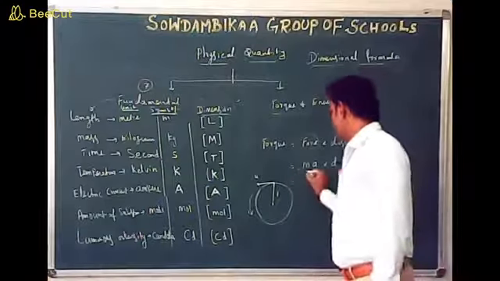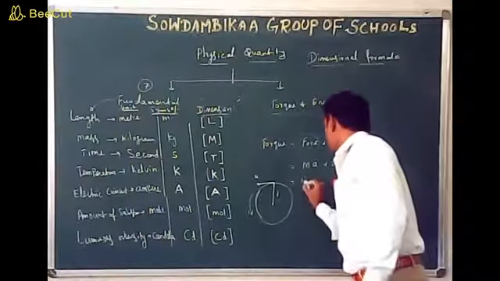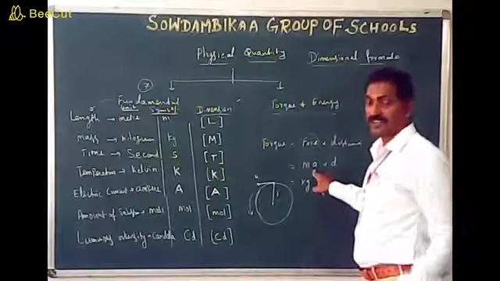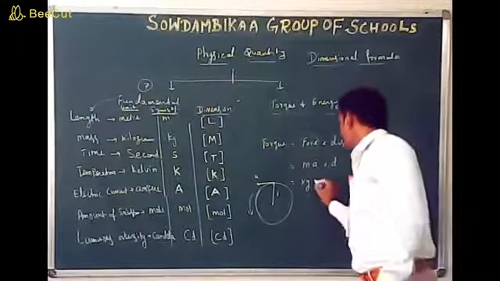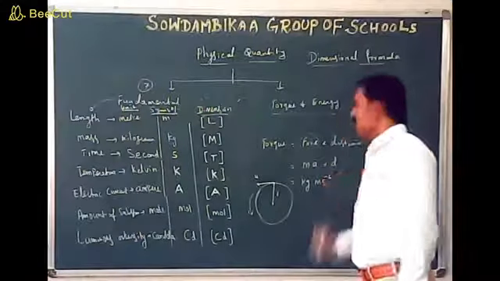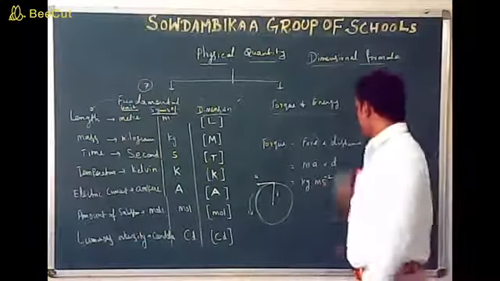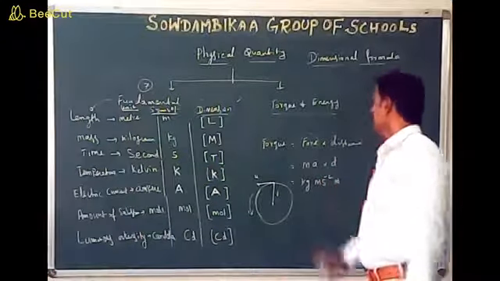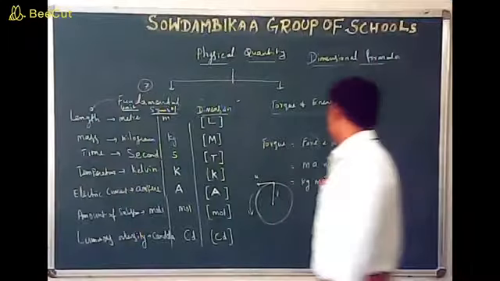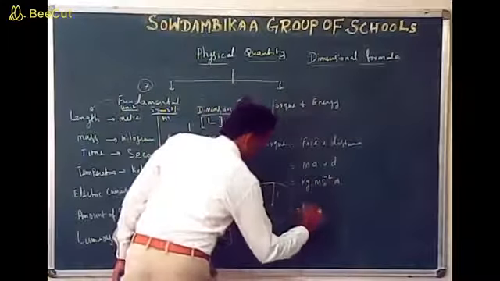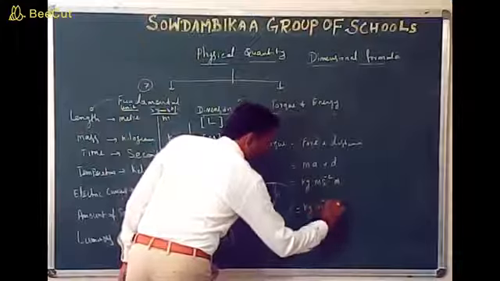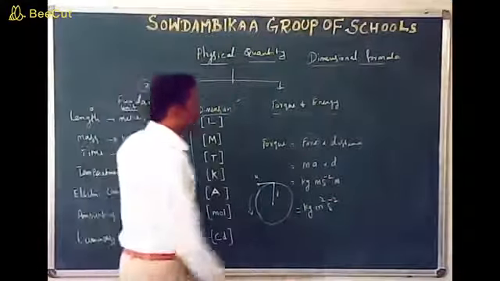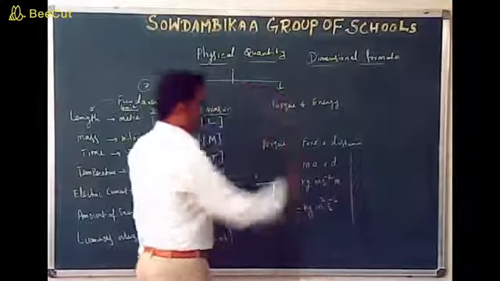The unit for mass is kilogram. The unit for acceleration is meter second power minus 2. And the unit for distance is meter. So the unit for torque is equal to kilogram meter square second power minus 2. Now that is the unit for the torque.